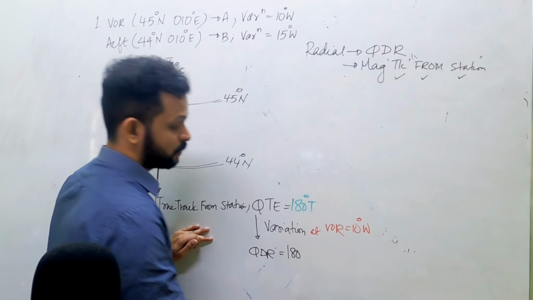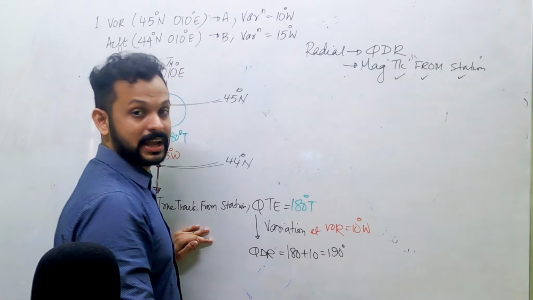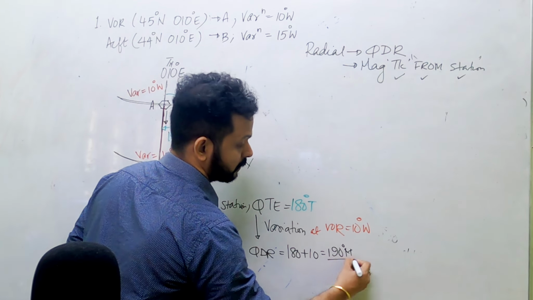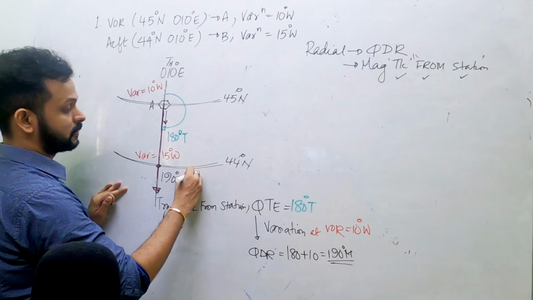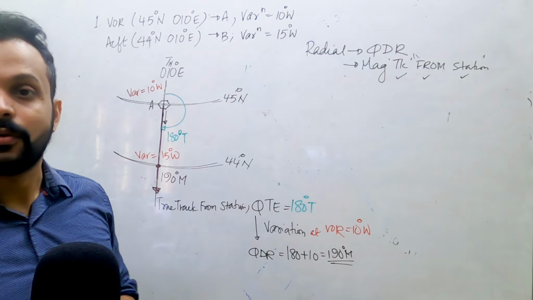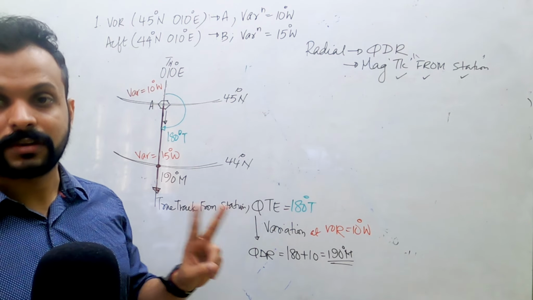Magnetic has to be best, which means it has to be 180 plus 10, which is 190 degrees. It becomes magnetic. So this is 190 degrees magnetic radial. So what is the radial of the aircraft? 190 degrees. That is the radial. Do you understand? So two things you understand here.